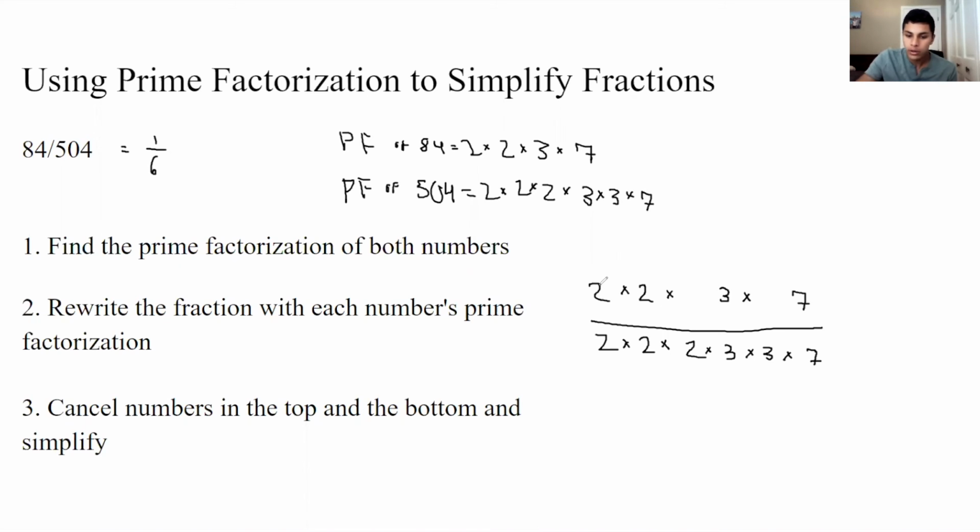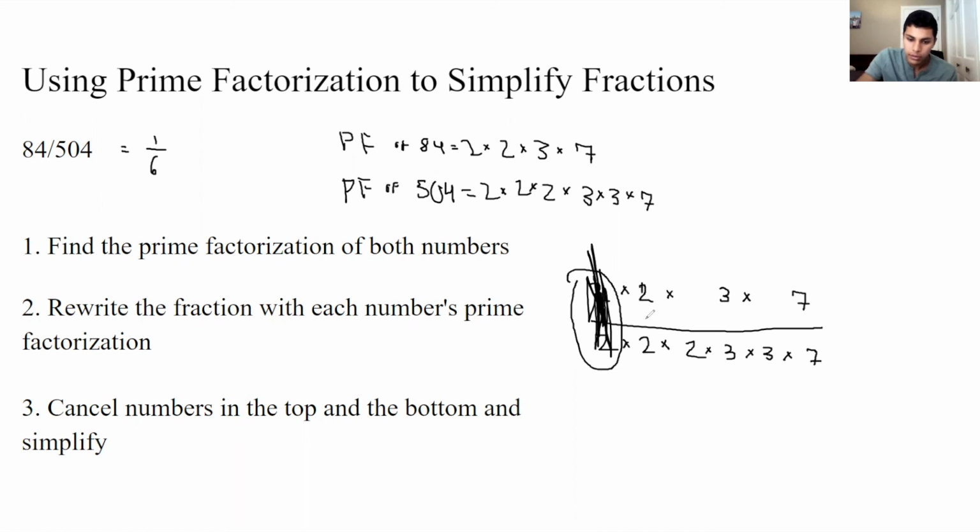Since we're multiplying, in the numerator it's 2 times 2 times 3 times 7, and in the denominator, 2 times 2 times 2 times 3 times 3 times 7. We can just cross these off. They cancel each other out. And this only works because you're multiplying. If you were adding, you're not allowed to do this. But since we're multiplying, we can just cancel.